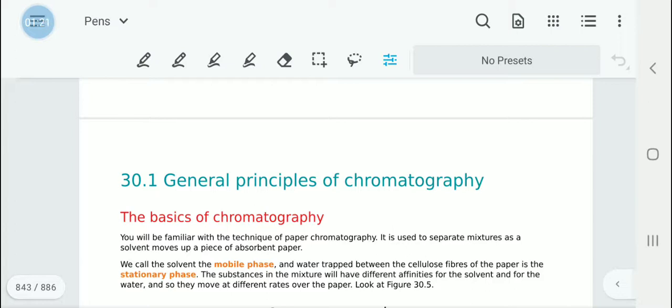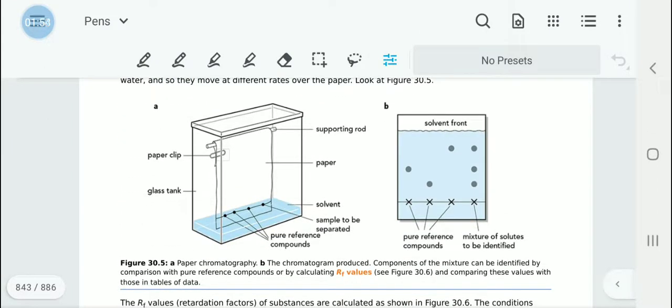So the solvent is called the mobile phase. And the water trapped between the cellulose fibers of the paper is called the stationary phase. The different substances in this mixture will have different affinities for the solvent and for the water. So when they move up, they have different rates at which they travel. Some would travel further up and the others would not travel that much, right? That is what we need to understand.